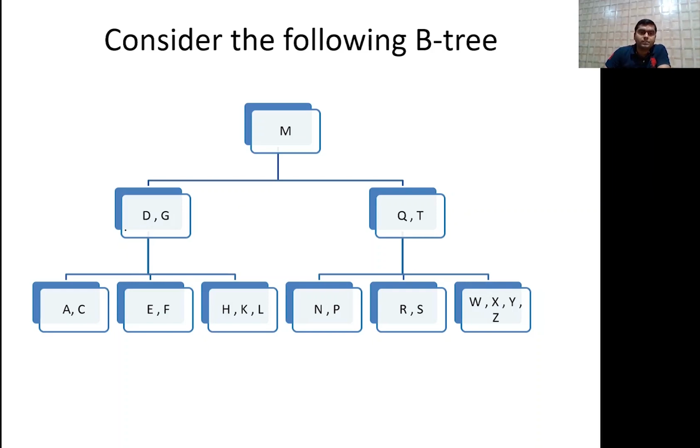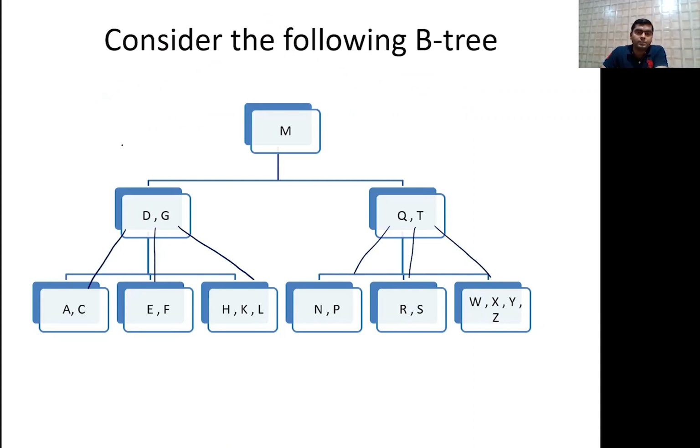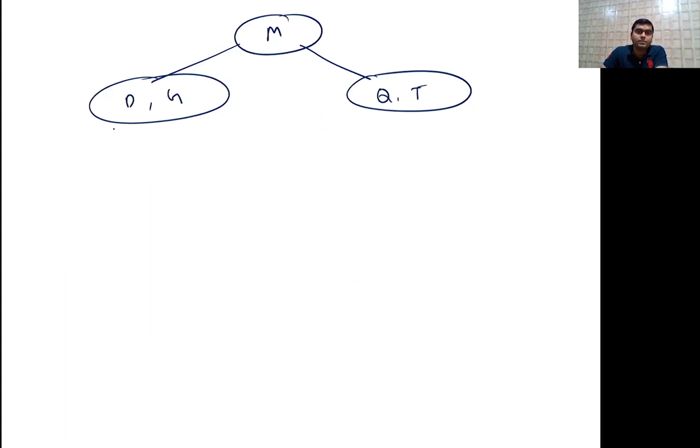So basically this is here, this is in between, and this is after that. Okay, let me draw it once more. So it is M. Observe very carefully. It is M, and the left side is D, G, and the right side is Q, T. On the left of D, G, we have A, C, E, F, H, K, L.